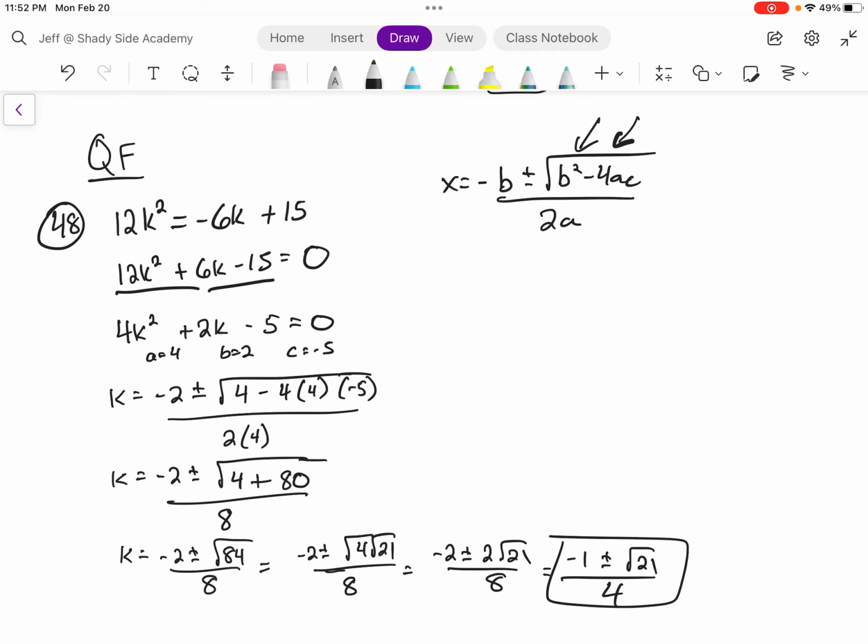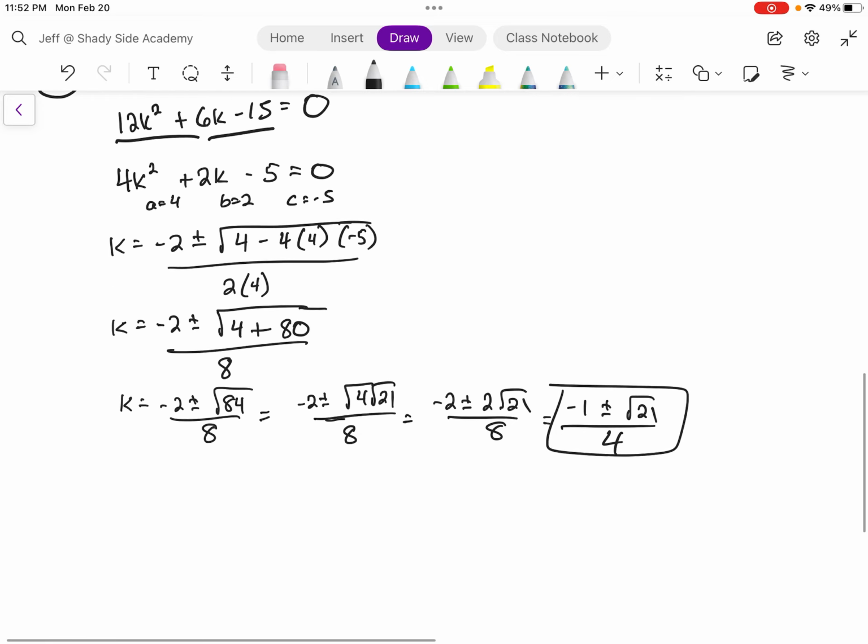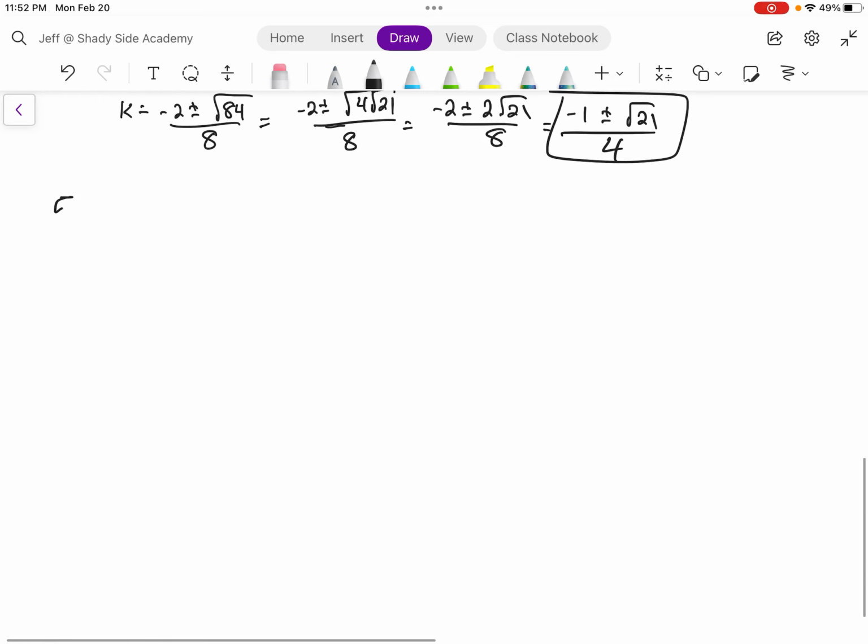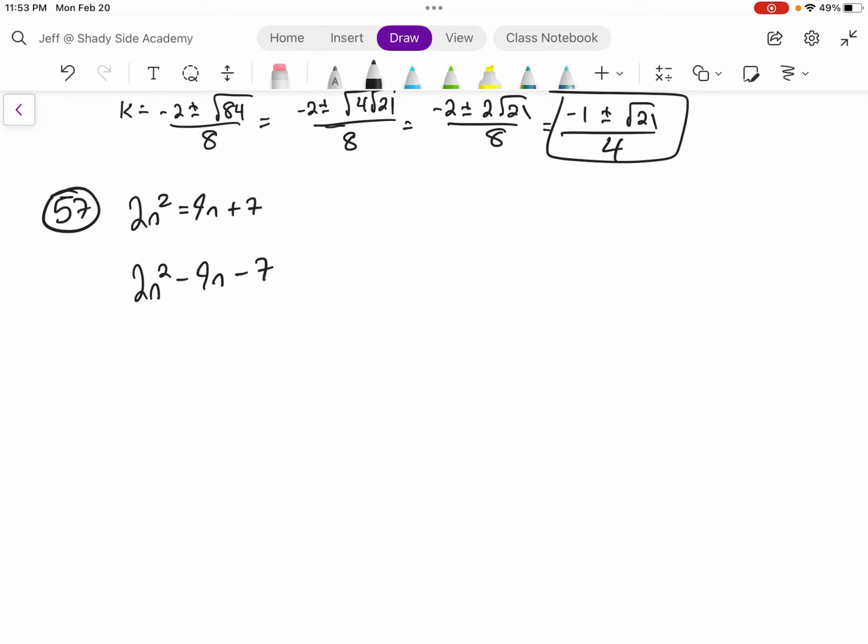I'll do one more just for fun. I don't know. We'll do 57. Okay? We'll do 57 pretty quick. Okay, so 57 is 2n squared equals 9n plus 7. Okay, let's move everything to the left. I can't divide by anything, right? So a is 2, b is negative 9, c is negative 7.